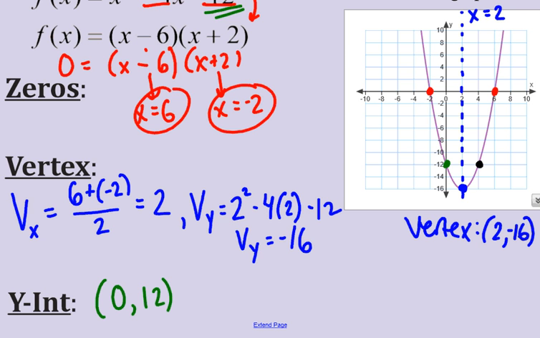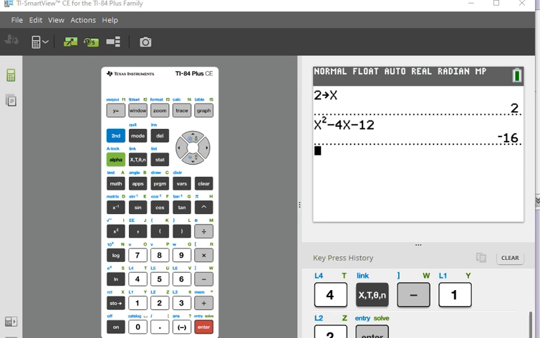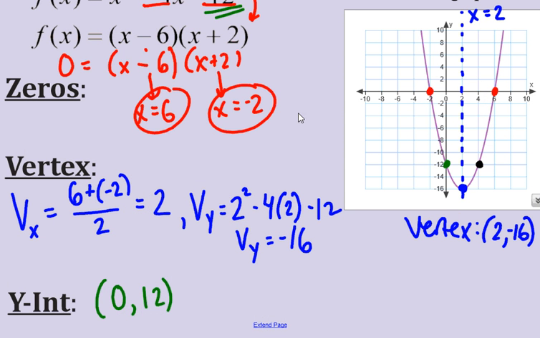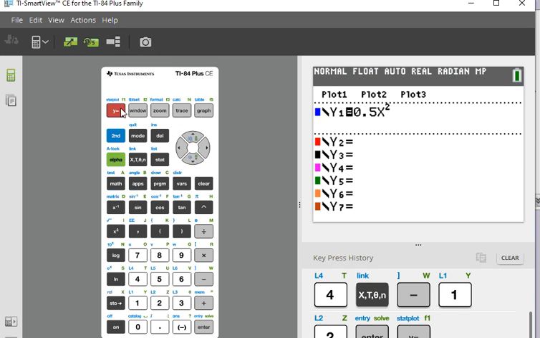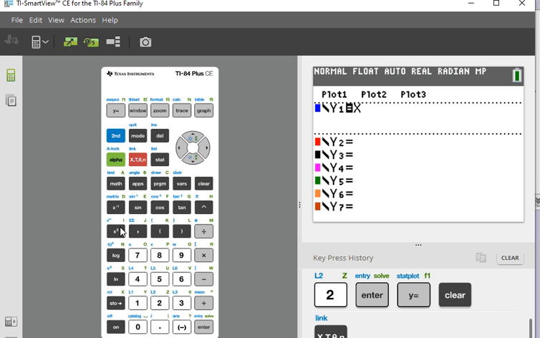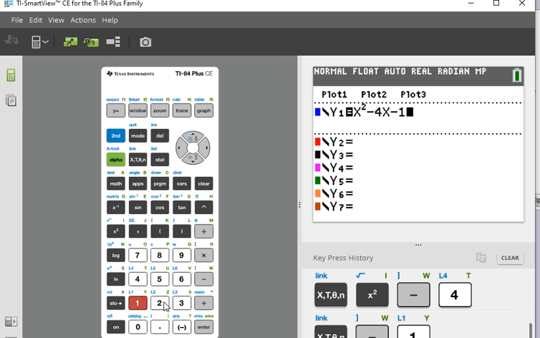If you want to use a calculator to check, you always could, but I'm going to ask you to show your work for all these steps to find the characteristics. So you have to be able to know where they come from, but you can always check your work in the graphing calculator by going to the y equals button, hitting clear if you need to, type in your equation, x squared, subtract 4x, subtract 12.